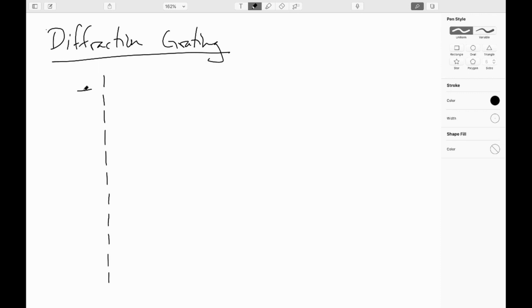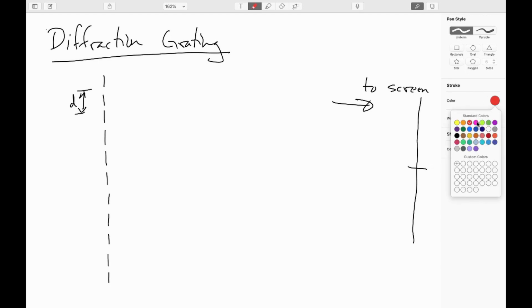And all of these slits are separated by a distance d. And again, it's going to be the same deal. Way out over here somewhere is the screen, a very long distance L away. And it's going to be the same deal. You'll get out at the screen somewhere, you'll have a bright central fringe.